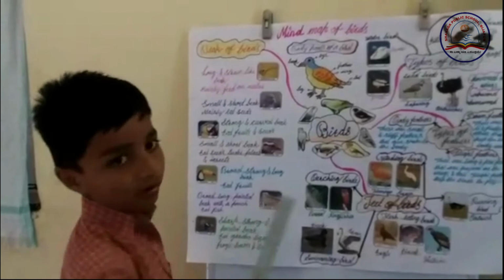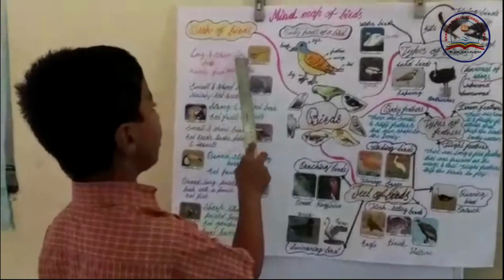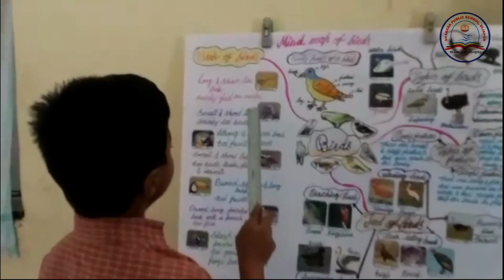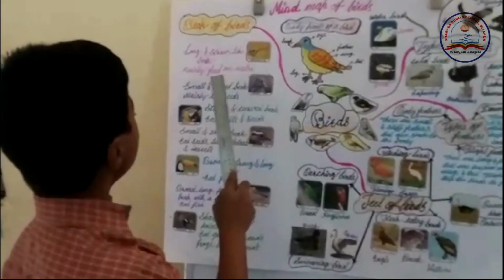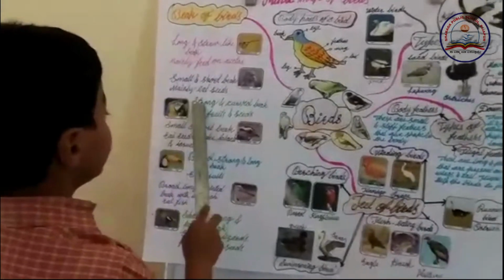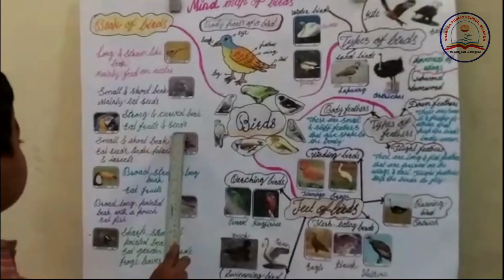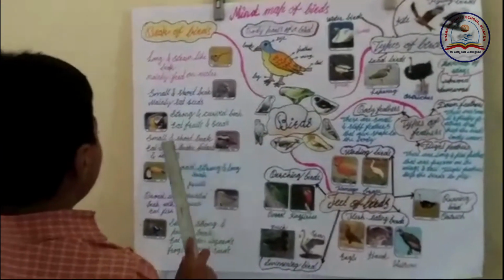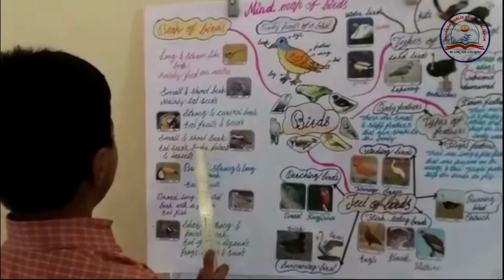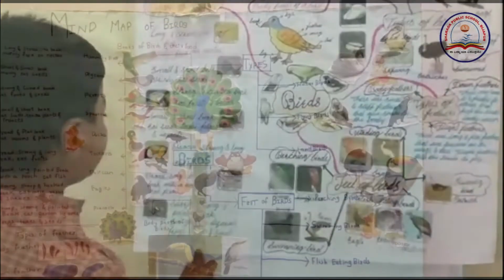Beak of birds. Hummingbird. Long and straw-like beak. Mainly feed on nectar. Pigeon. Small and short beak. Mainly eat seeds. Parrots. Strong and curved beak. Eat fruits and seeds. Sparrow. Small and short beak. Eat seeds, tender plants and insects. Toucan. Broad.